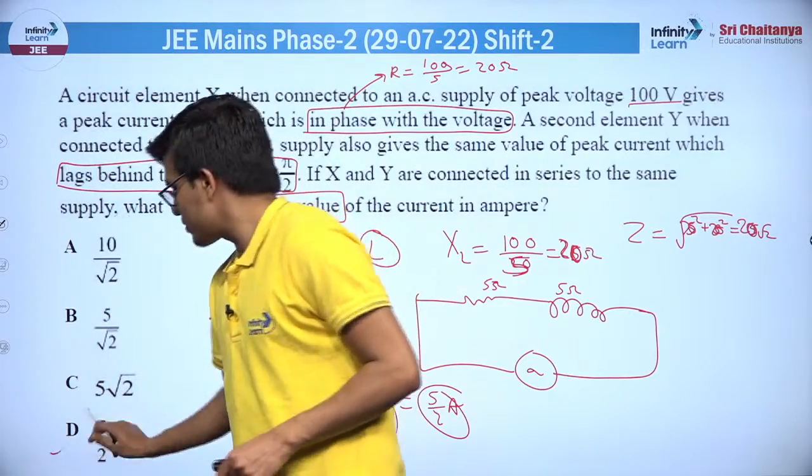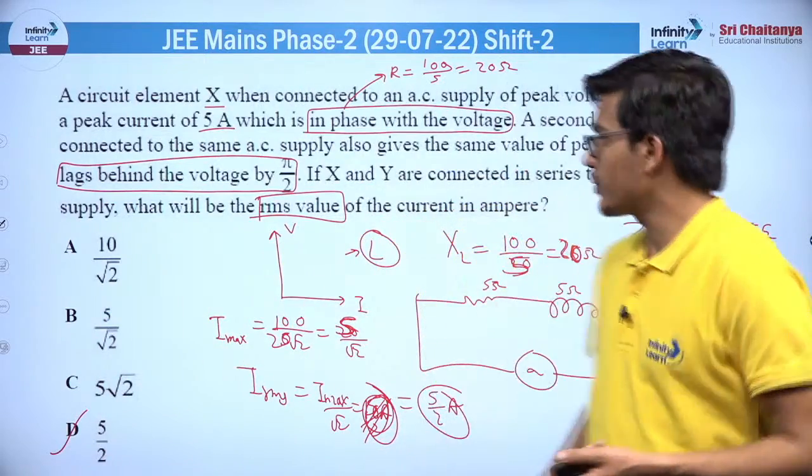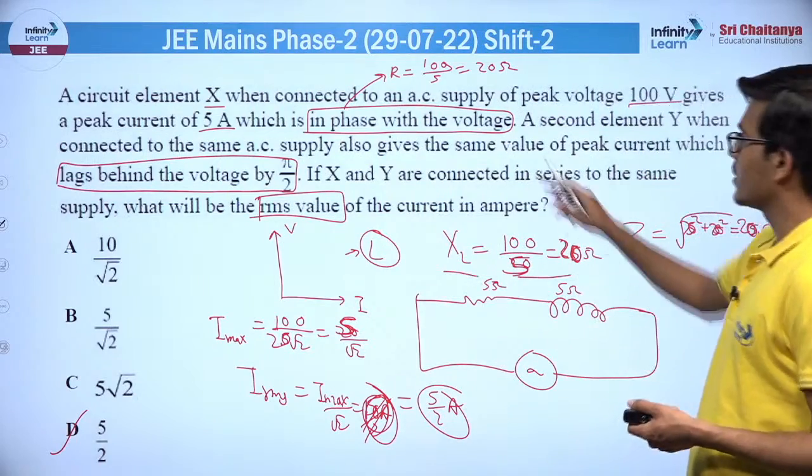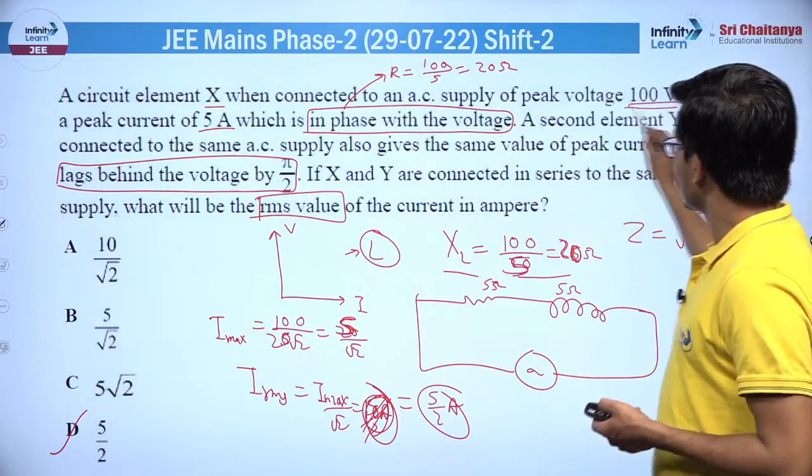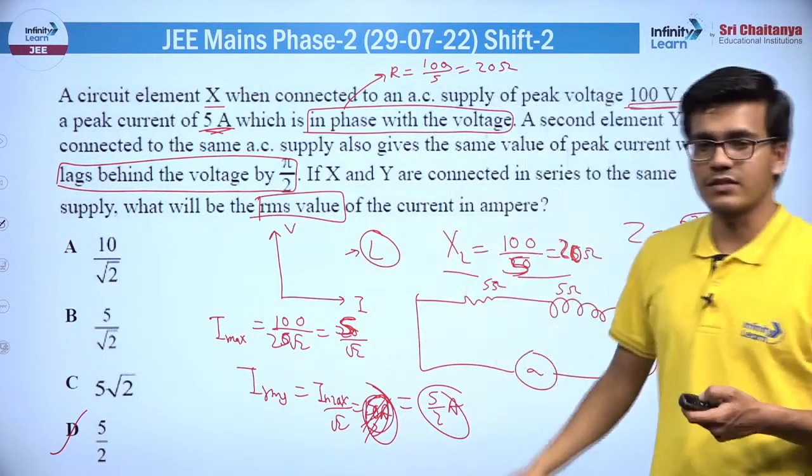So there is a calculation mistake. And why did it happen? Because I have taken the XL value wrong. The R value was 20, and the XL value should also be 20, because the peak current in both the cases and the peak voltage in both the cases are the same.